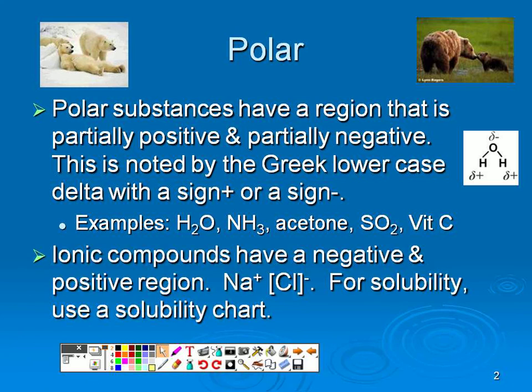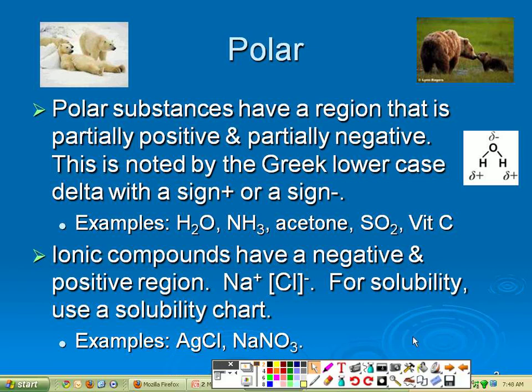And ionic compounds also have a negative and positive region. For example, sodium chloride, if you write it in its Lewis structure, Na plus and Cl minus, it's just missing the dots in there. And for solubility, to see if it dissolves in water, you do need to use a solubility chart. Examples of ionic compounds: silver chloride, sodium nitrate.